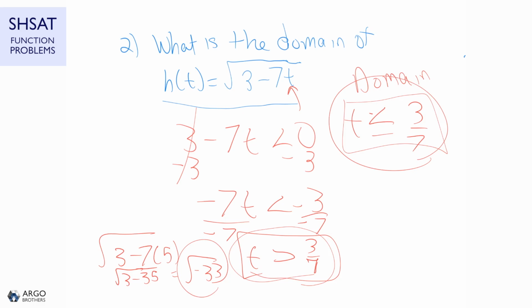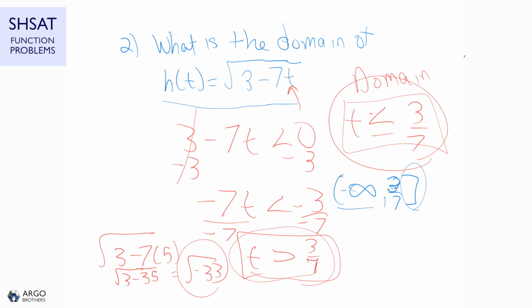And it's important to note that you can write the domain in different ways. So that's one way of writing it. You can also write it as, well, if it's less than or equal to 3 over 7, we can say it's between negative infinity and 3 over 7. This bracket here means equal to 3 over 7. So it's between negative infinity and 3 over 7, including 3 over 7.